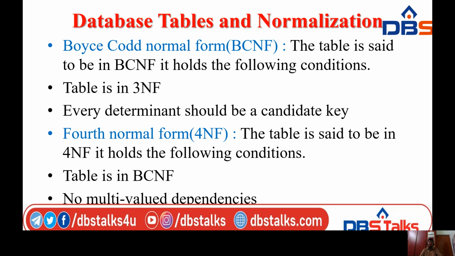Now comes to the Boyce-Codd normal form. The table is said to be in BCNF if it holds the following conditions. The table is in the third normal form, and every determinant should be a candidate key. Here, the determinants we are taking should be candidate keys.